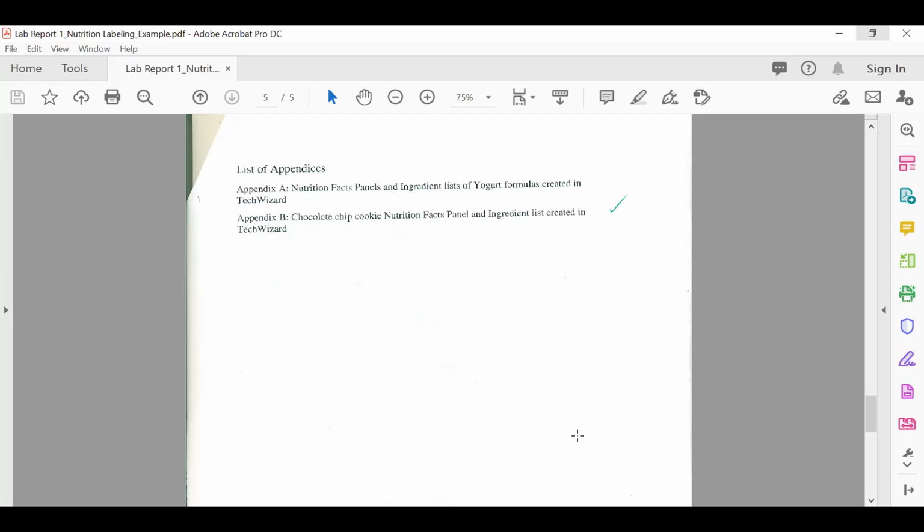So appendices, usually we attach our raw data, and your raw data in this lab and only this lab is the same as the results. So you have your figures in the results, and in the appendix, you also put the same labels, but you don't have to give them figure numbers and figure legends. So it's the exact same.